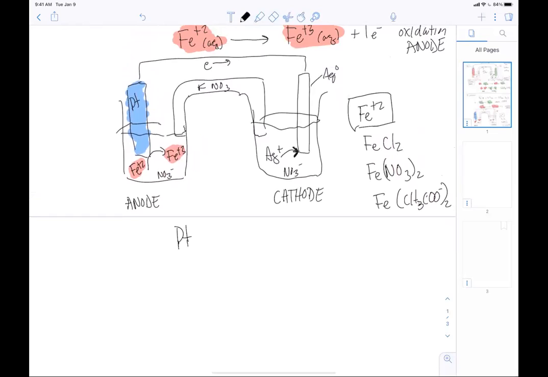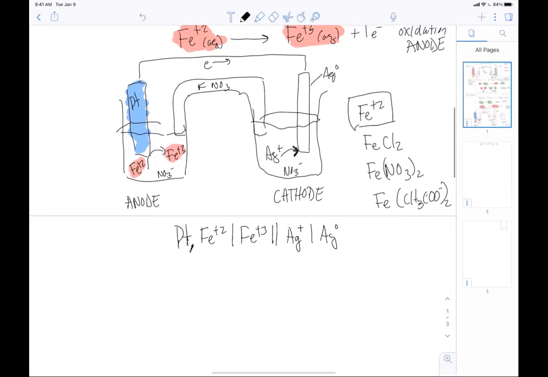We just want to put platinum out front. So I'm going to put platinum with a little comma, and then I'm just going to draw the oxidation half reaction. So we see iron 2 going to iron 3. I have a salt bridge there, and then I have the reaction that's happening at the cathode, which is silver plus going to silver 0. Now I've got an extra little thing here, the platinum that sits on the outside.